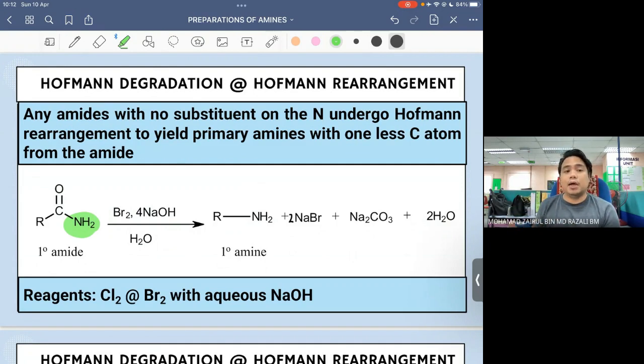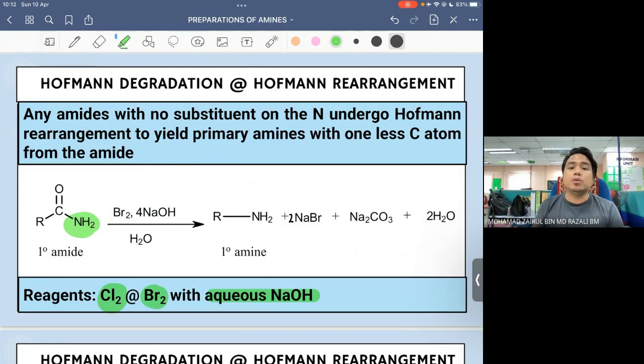So if you react a primary amide with the Hofmann reagent, usually the Hofmann reagent is a mixture of halogen. So you can use either bromine or chlorine with aqueous NaOH. So we will produce an amine. Hofmann degradation or Hofmann rearrangement is normally a method that we use to produce a primary amine with one less carbon atom from the amide. So for example, if your amide has 3 carbons, your primary amine will have only 2 carbons because we cut down 1 carbon atom.